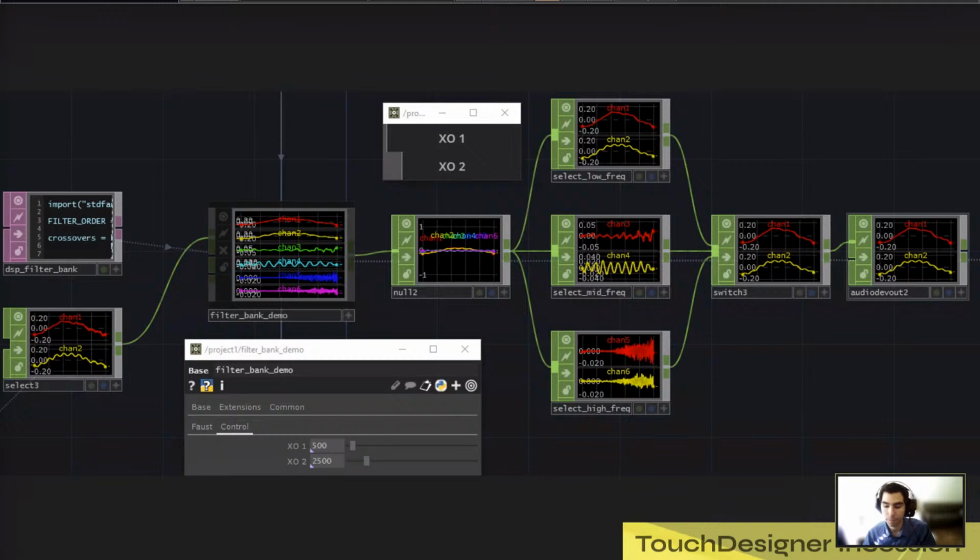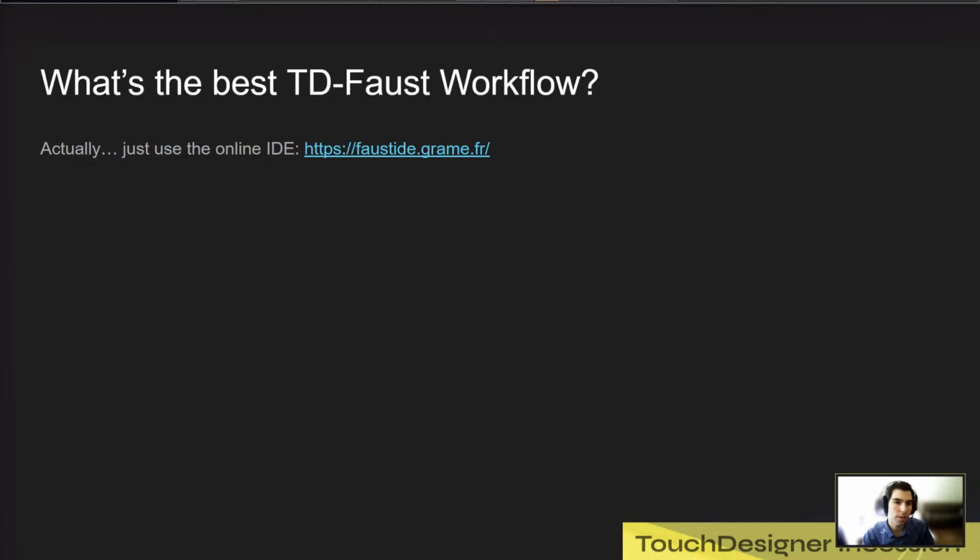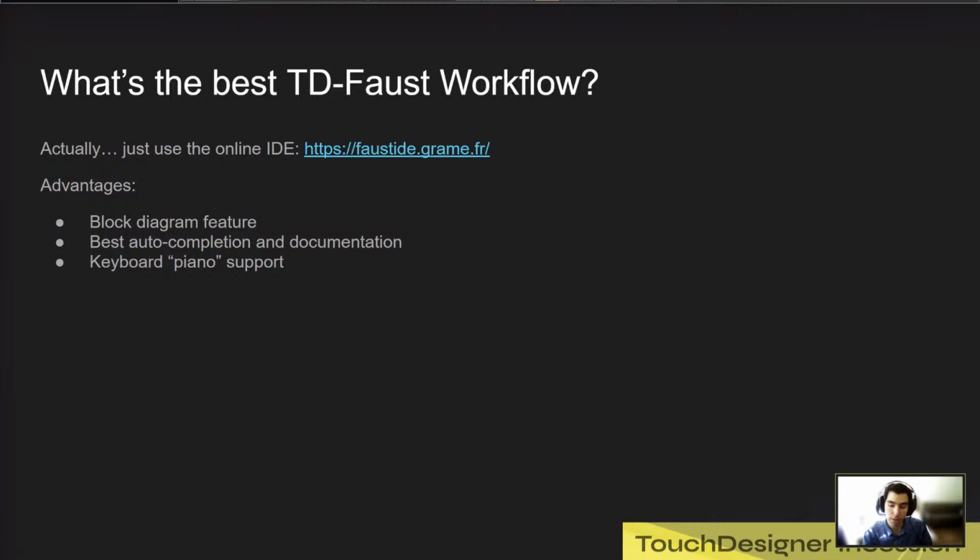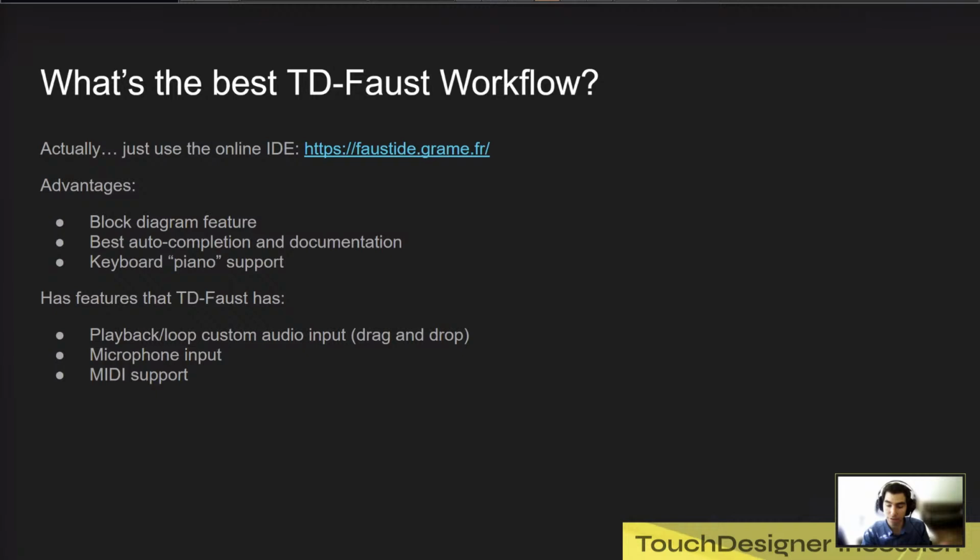So the question is, what's the best TD Faust workflow? I would actually recommend using the IDE because when you're using the IDE, you're going to get the block diagrams computed for you at the bottom, and it's going to tell you your compile errors very nicely. It's also going to have the best auto completion and documentation, which is just an internet search away. It's going to have keyboard support, so you can go ASDF and get a C major scale. And it also has features that TD Faust has inside TouchDesigner, like looping audio or playing back custom audio or using microphone input or MIDI support from MIDI hardware.